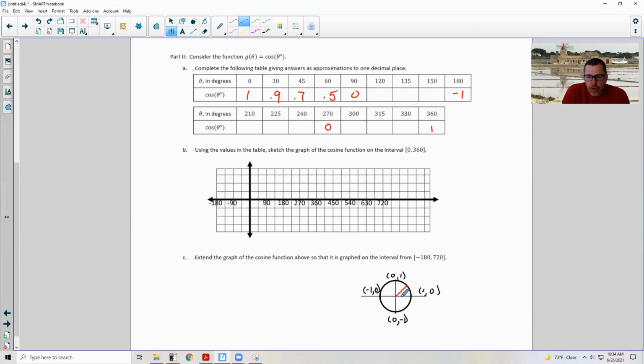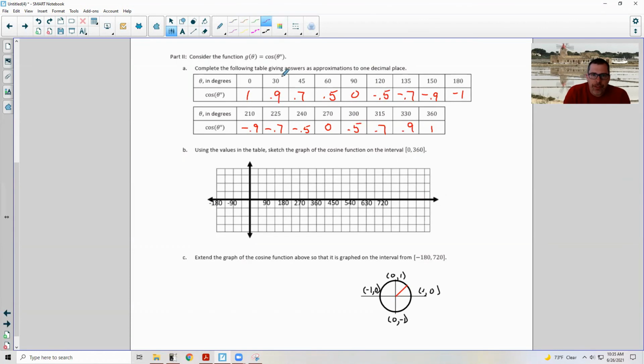But be careful, cosine is negative where? Quadrant 2 and 3. So we are in quadrant 2 here, so it's going to be negative 0.5, negative 0.7, negative 0.9, negative 0.9, negative 0.7, negative 0.5. And then we're going positive now in the fourth quadrant. We're going to the right again. So that's going to be a positive 0.5, a positive 0.7, a positive 0.9, and back up to 1.